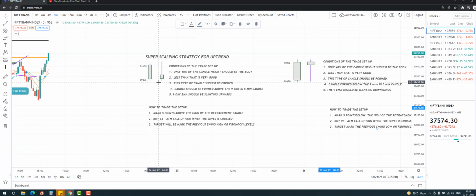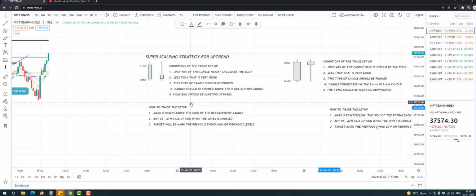Here, if you look at this particular candle, the percentage looks like roughly 25%. So this would be a good candle to consider. Only 40% of the candle height should be in the body. Less than that is always very good. This type of candle should be formed. Only these types of candles are formed.